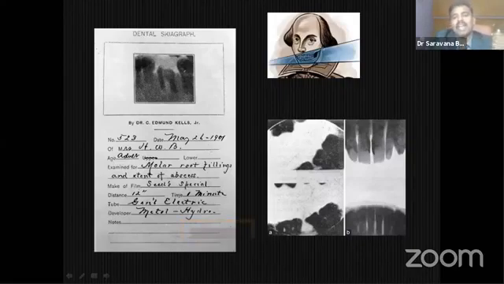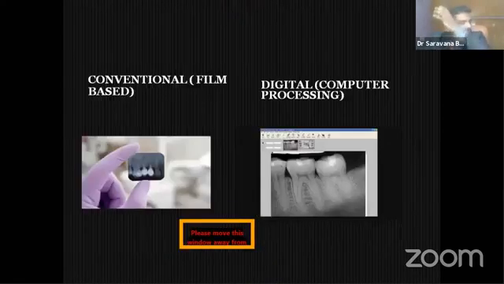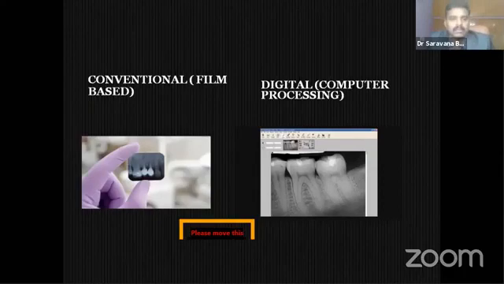These are some earlier X-ray radiographs; almost 25 minutes were needed to take a single exposure. And these are some earlier radiographic machines, X-ray machines.